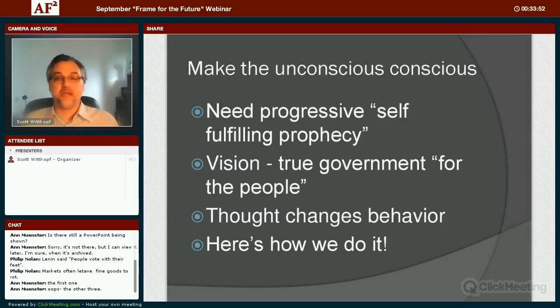Right? I mean, granted, Reagan said government of, by, and for the people, but he meant for people to do whatever they want to make as much money as they want, because that fit his frame. He wasn't talking about true government for the people, and the idea that thought changes behavior.